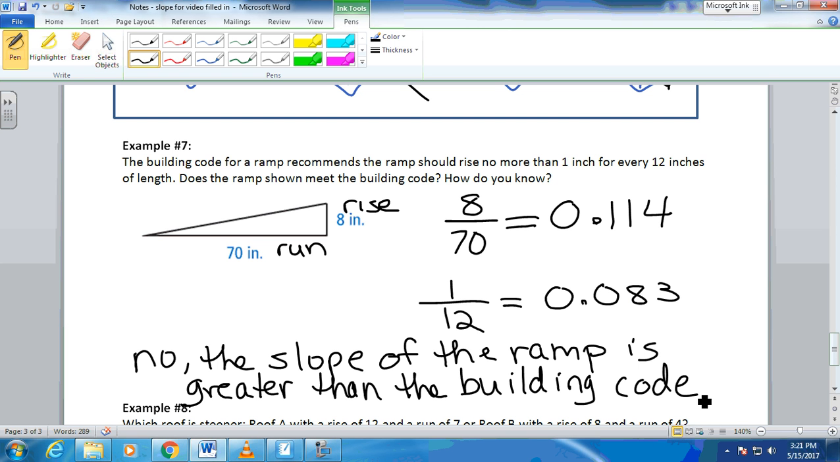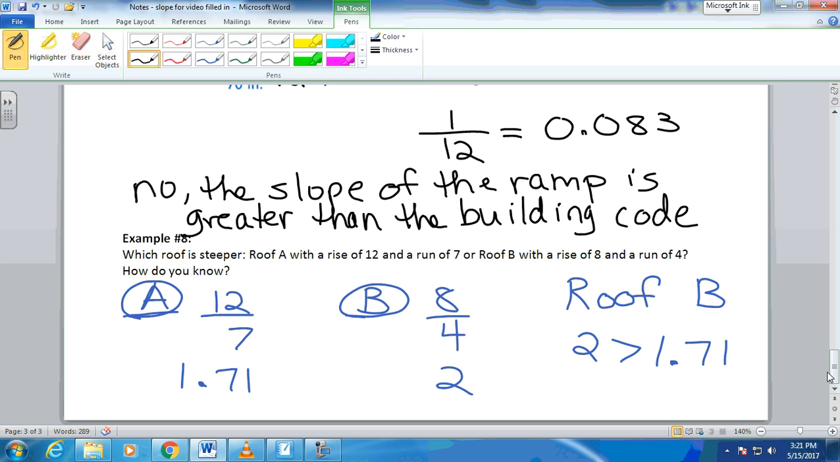And go ahead, take a look at number 8. So they're asking which roof is steeper. Roof A with a rise of 12 over a run of 7. So rise over run again, just as a reminder to yourself. The B was 8/4. So if comparing these, it looks like roof B is the one that is steeper because 2 is greater than 1.71.